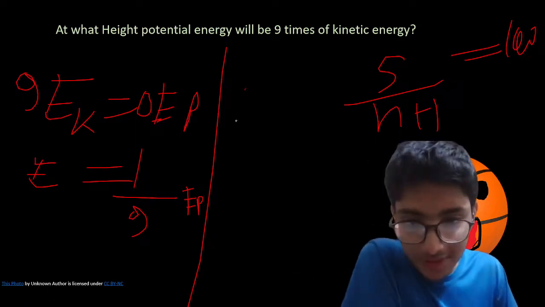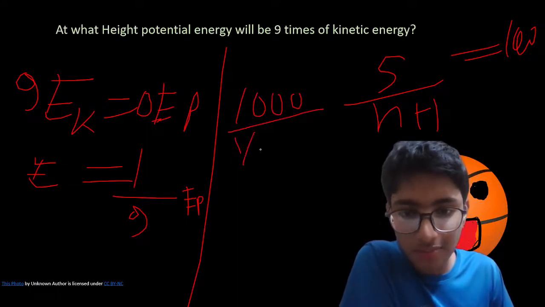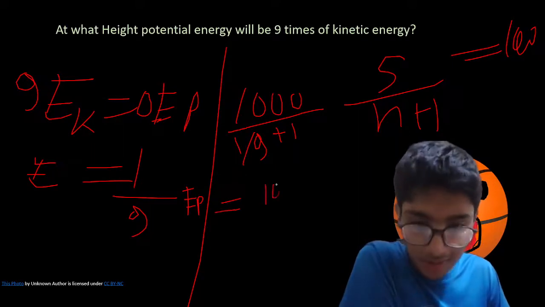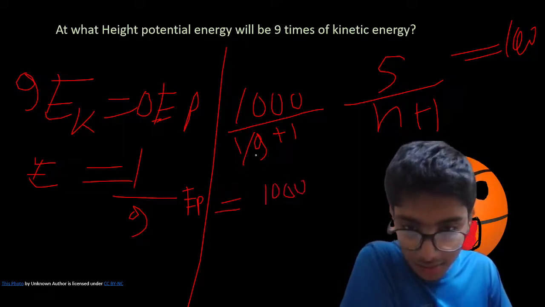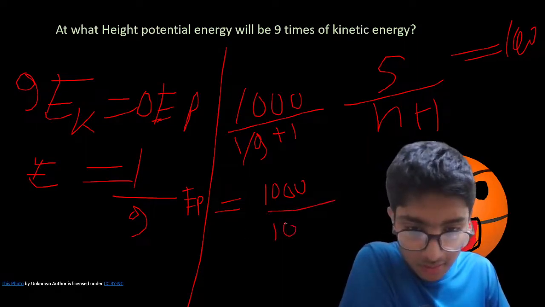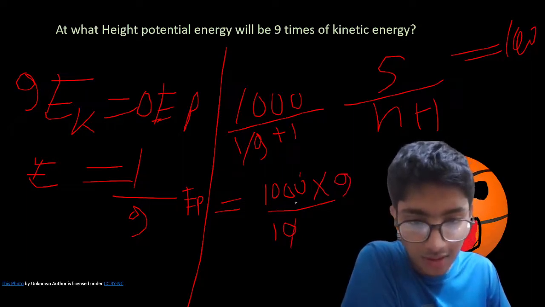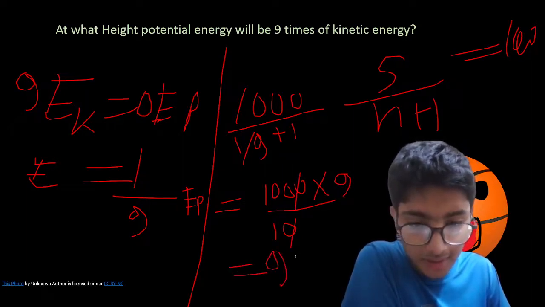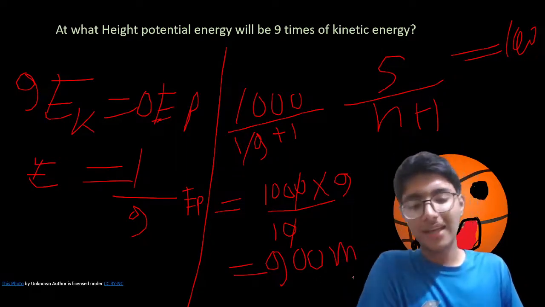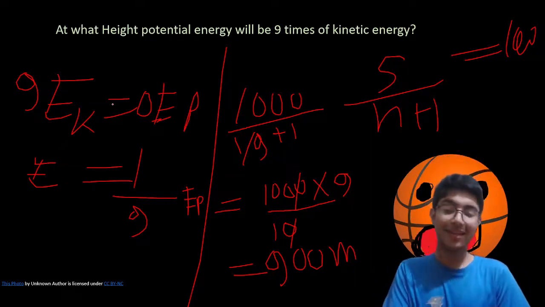So let's do it. It's 1000 divided by 1 by 9 plus 1. That's 1000 into 9 plus 1, 10. So 10 stays below, 9 goes up, 10 cuts. So 900 meters. At 900 meters, the potential energy will be 9 times the kinetic energy. And that's how it is.